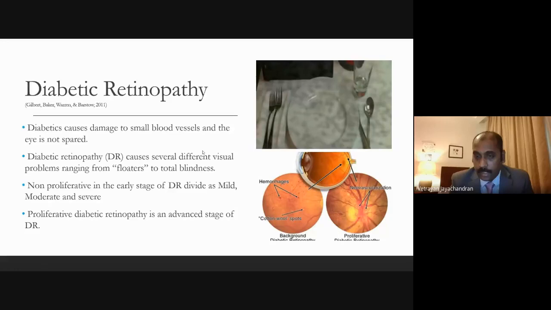So initially, you can see there will be a lot of small cotton wool spots, or maybe small hemorrhages happening inside the eyes. Because of that, you are able to see images like this.